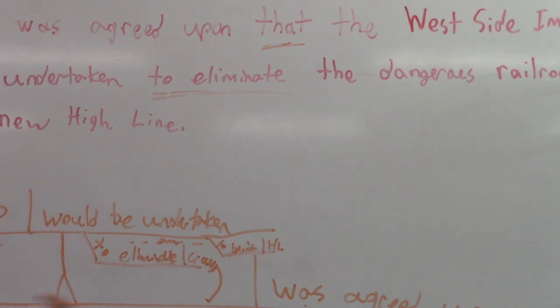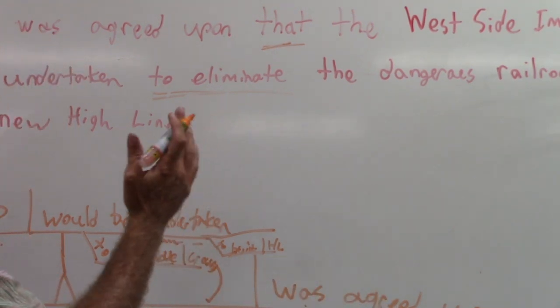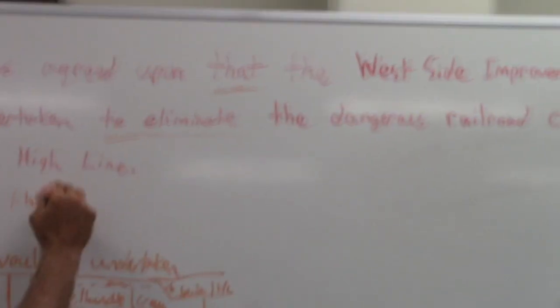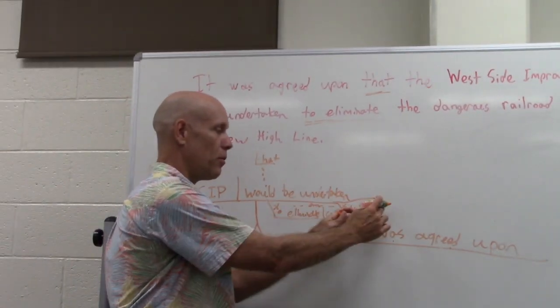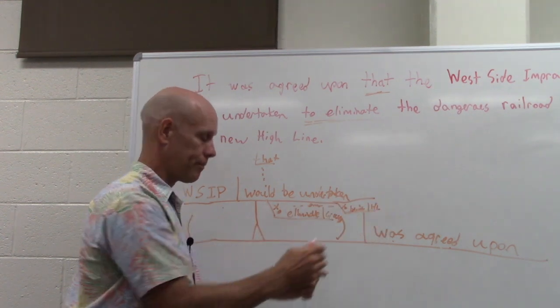So it was agreed upon. Let me repeat what the it was. The it was this big giant something, which was, there's my expletive, that goes here. So that the West Side Improvement Project would be undertaken. Why? To eliminate crossings and to build a new High Line. This is the thing that was agreed upon.